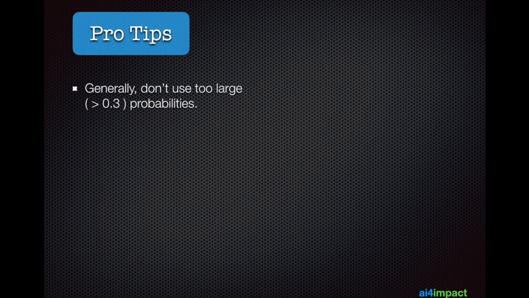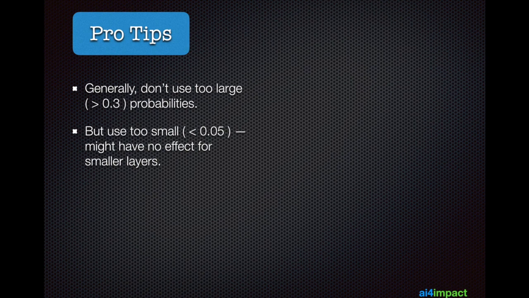In general, we don't want to use dropout probabilities which are too large. As a rule of thumb, you should be cautious about using a probability of above 0.3. If your dropout probabilities are too large, your network will not train. But if your probabilities are too small, then the dropout layer has no effect, especially for smaller layers.